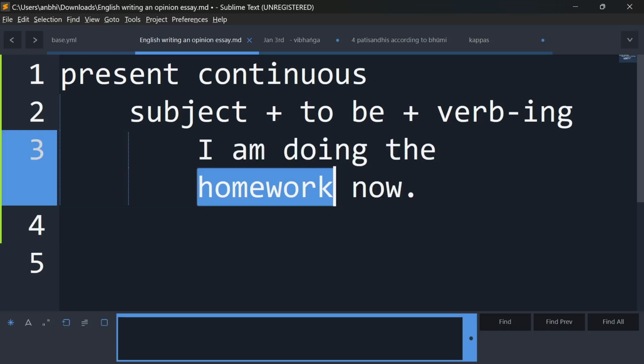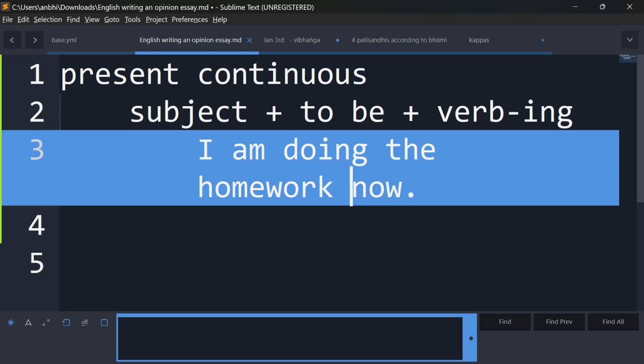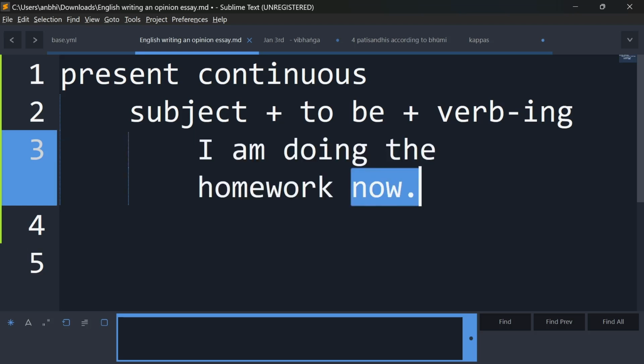I'm doing. The noun is the homework, no? Now, you don't need now. But it's an expression of time that goes with this tense, present continuous. You don't say, I did now, right? I will do now. Actually, we do say that. You decide to do it now, yeah. I'll do it now. We can do that, right? But not I had done now.